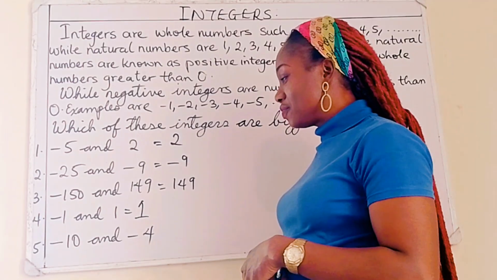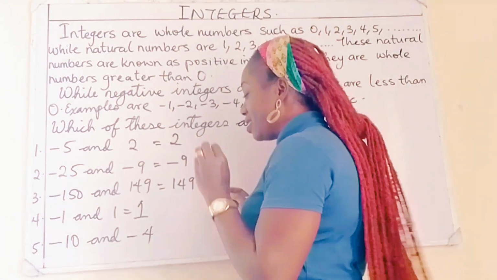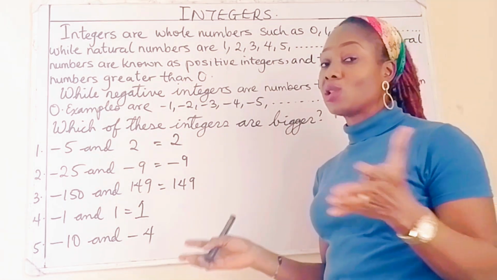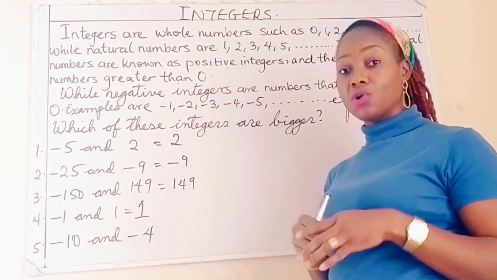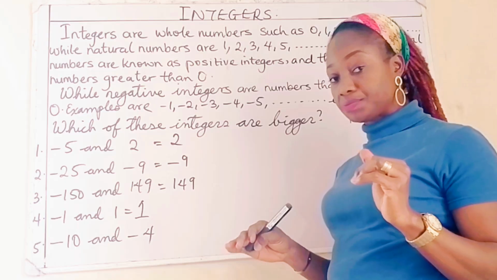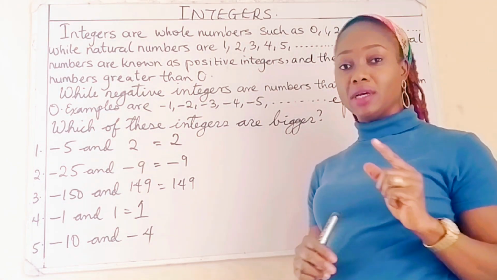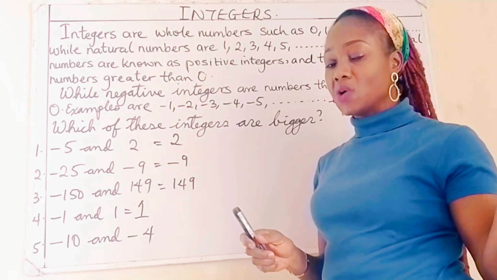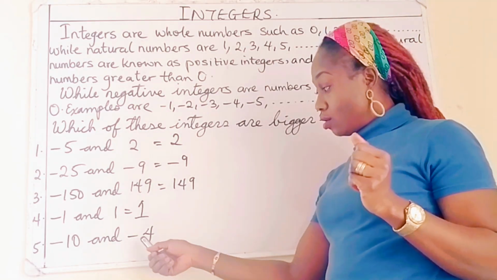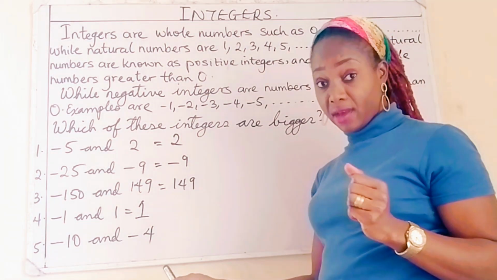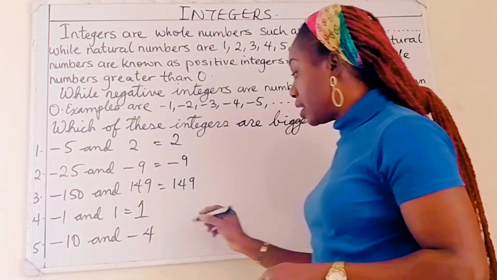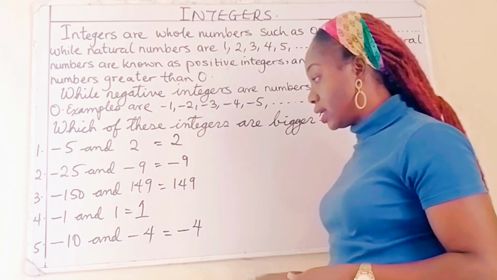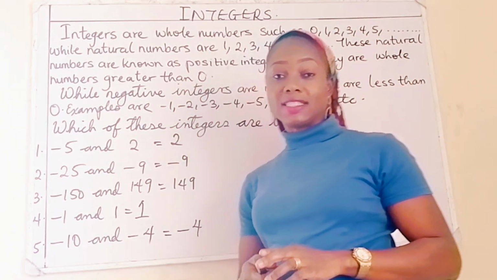And number 5, we have -10 and -4. Like I explained in question 2, the closer the number is to 0 on the number line, for the negative integers, the bigger the number. Not the number that is far away from 0. So the bigger number here is -4 because it's closer to 0 on the number line than -10.